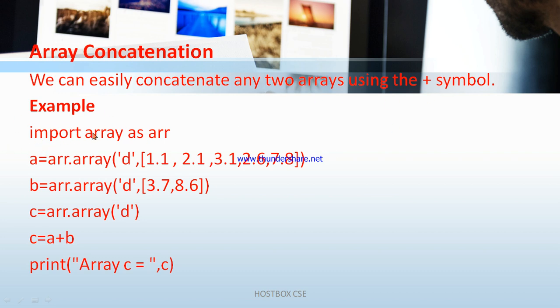For example, I have a program called a4.py script where I am writing in the first line, a is equal to array of d, 1.1, 2.1, 3.1 and so on, and another called b, array where I am going to give 3.7, 8.6. Then I have to combine. I have another array I want to print, so I am giving another variable here, c is equal to array of d. Then I am going to give c is equal to a plus b, so I want to combine the a and b values. At last I print all the numbers, so I am giving print array c is equal to, in quotes, c. So this is the program called a4.py.